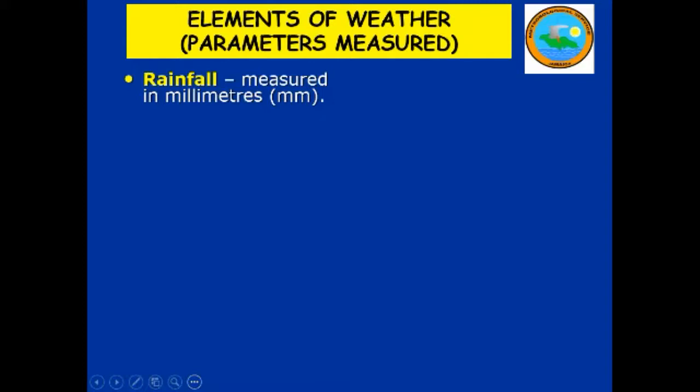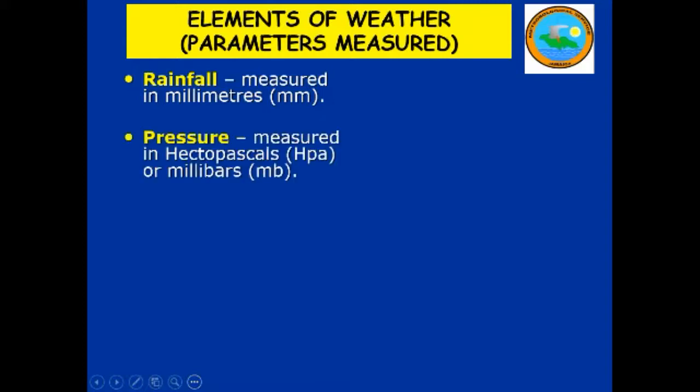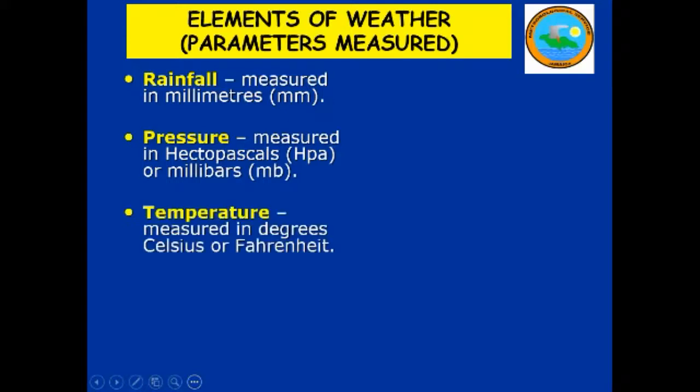So you might know some of these elements already. Rainfall is one. We measure rainfall in millimeters, and we will soon get to the instrument. With atmospheric pressure, we measure that in millibars. Temperature, we measure in Celsius. Some areas use Fahrenheit, but the international standard is Celsius.